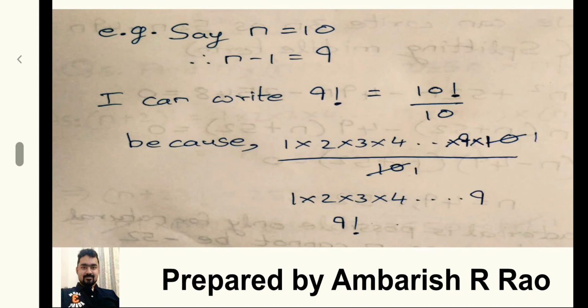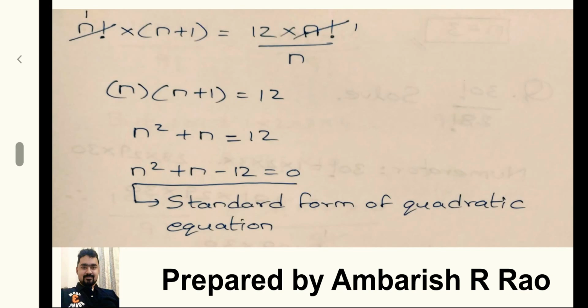So coming back to the problem, we have n factorial on both sides which can be cancelled, and then we are left with n into (n plus 1) is equal to 12. So when we multiply, we get n square plus n is equal to 12. When we transport 12 to the left hand side, we get n square plus n minus 12 is equal to 0. This is the standard form of quadratic equation which can be solved.